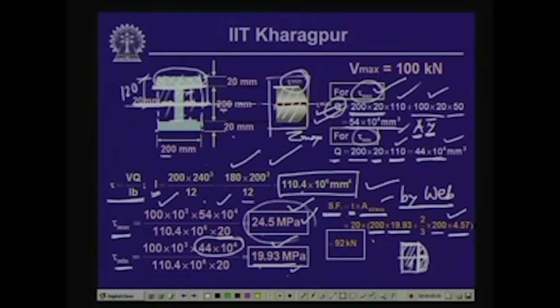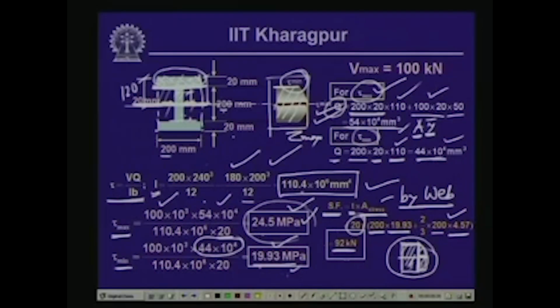So, the whole thing gives us the area of this entire stress diagram. When that is multiplied by the thickness, we get the value of the shearing force, and this turns out to be 92 kilonewton. So, please note here that out of the 100 kilonewton shear force that the entire cross section is subjected to, 92 kilonewton shear force is being carried by the web alone.